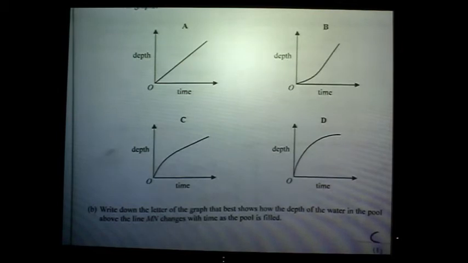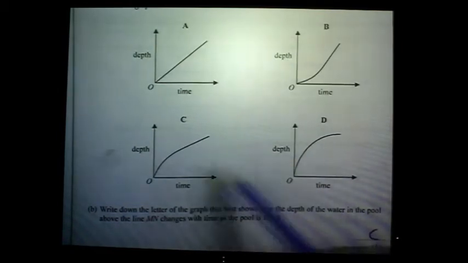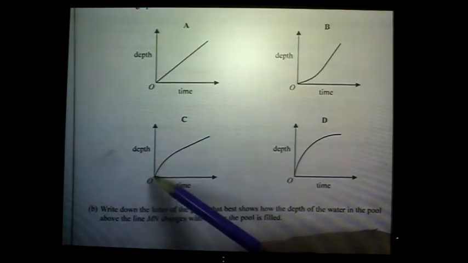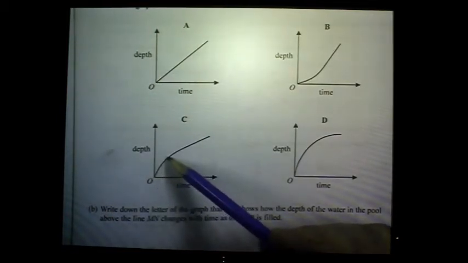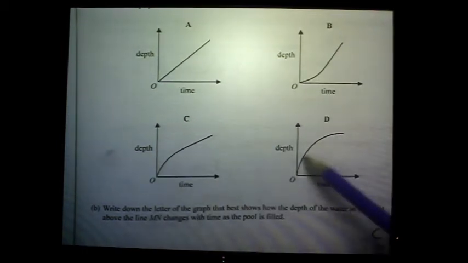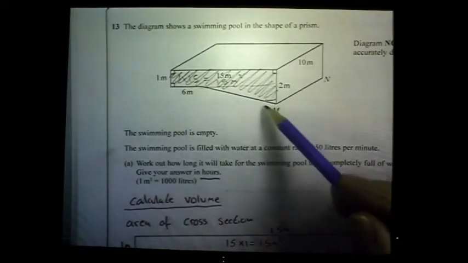So looking at these ones, which one fills up quickly first, and then tails off to be a bit slower? It could be C or D, I suppose, but C is much more obvious because it fills up at a nice constant rate there, quite a quick rate there, then it slows down there. D has too much of a curve, because if you look at it, it's not a curve going up here, it's nice straight edges. So the answer to that is C.